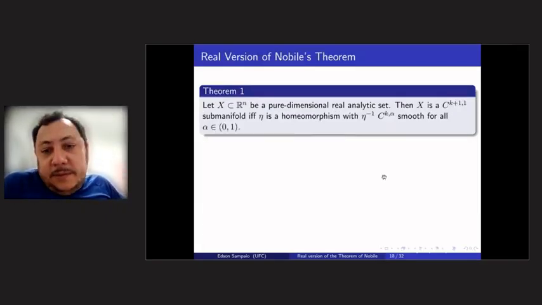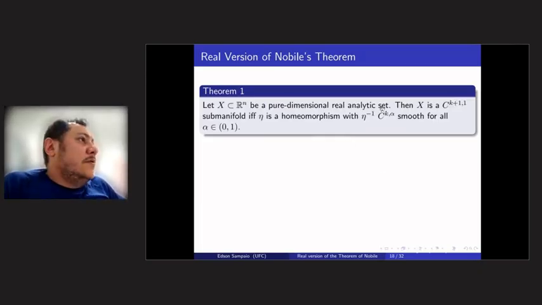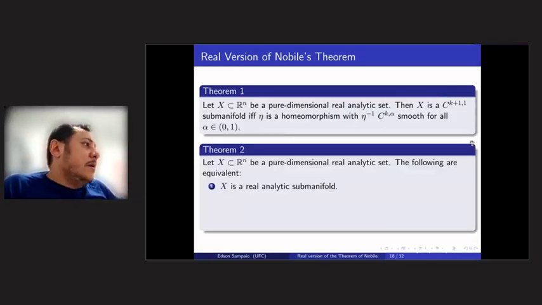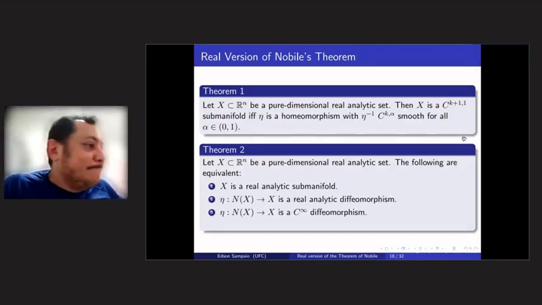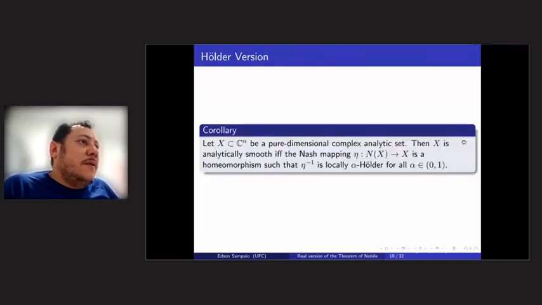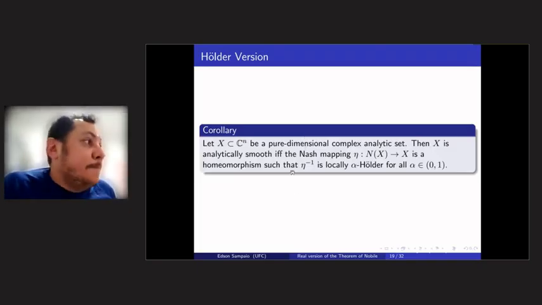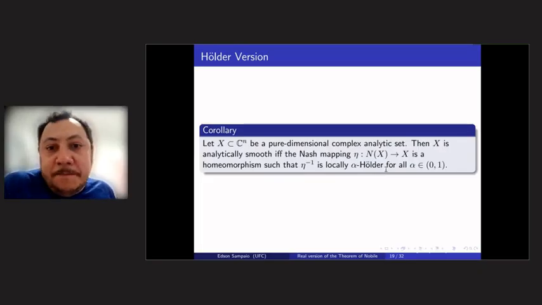Okay, so as a consequence of the theorem, it's easy to obtain, with the lemmas, Theorem 1. It's an immediate consequence. And also, as I explained, we obtain Theorem 2 as an immediate consequence of Theorem 1. And for sure, we also obtain the version for complex analytic sets, because any complex analytic set is a real analytic set. So you can apply Theorem 1 for the corollary to obtain, for example, if eta minus 1 is locally alpha-Hölder for all alpha, this implies eta is Lipschitz, eta minus 1 is Lipschitz, and then by Theorem 1, X is C^{1,1} smooth.